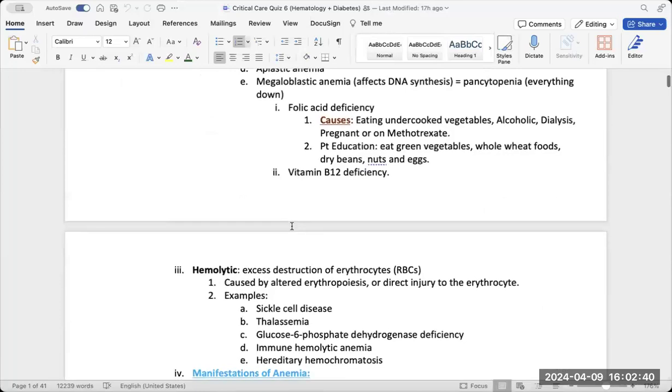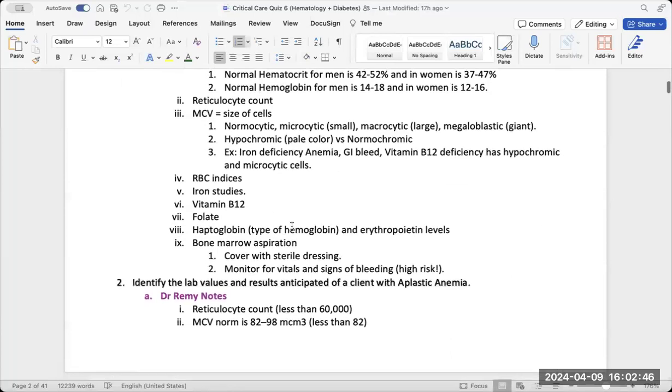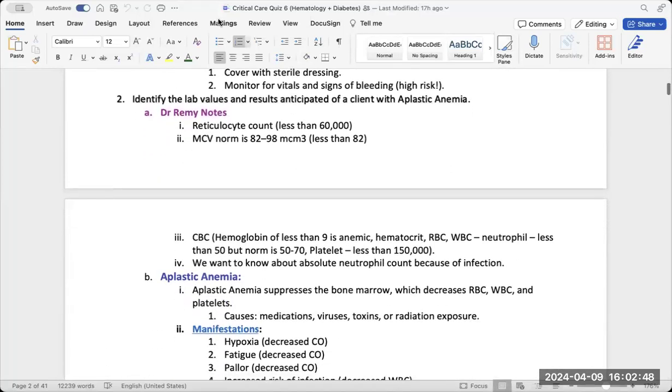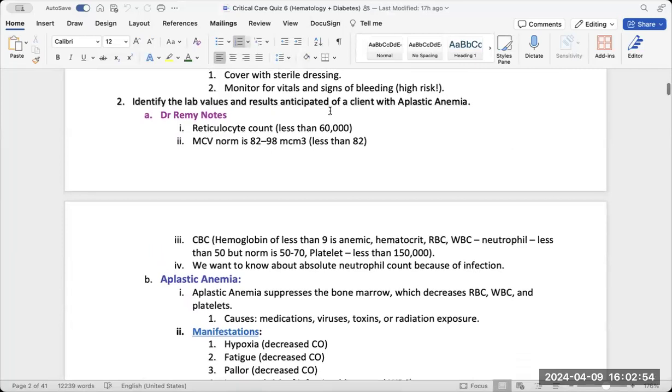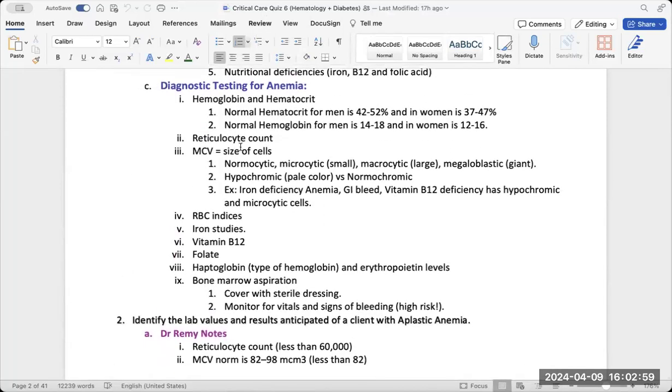Okay. So, the next question has to do with identifying the lab values that result in someone who has aplastic anemia. So just to backtrack, right? When we're talking about anemia and we're talking about diagnostic tests, we talked about hemoglobin and hematocrit. We talked about the size of the cells, right? So we talked about the MCV, right? We talked about the need for having MCHC to look at the actual color of the cells based on that hemoglobin that's in the cells.